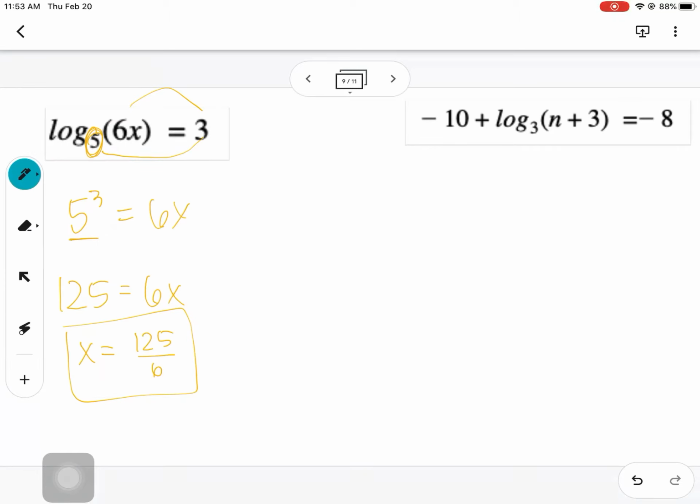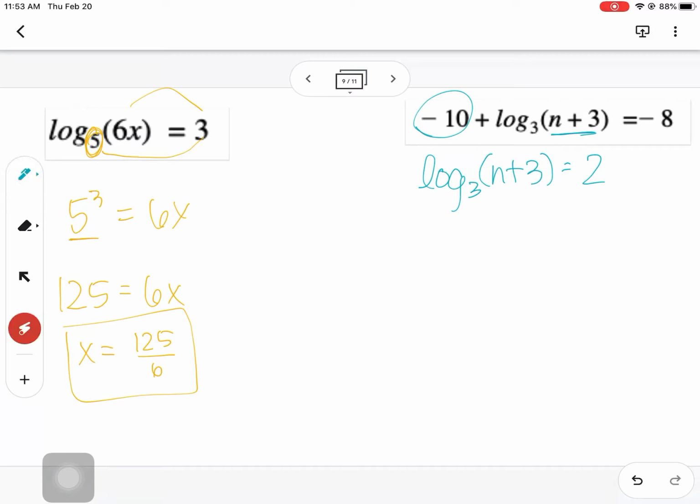Looking at this second one, this is where we do have to work on isolating. So for example, I'm going to move this 10 over to the other side by adding it. Again, it is really important, these parentheses, because otherwise that 3 wouldn't be in there. So when you're doing these problems, pay attention to if there's parentheses or not, because they do absolutely matter.